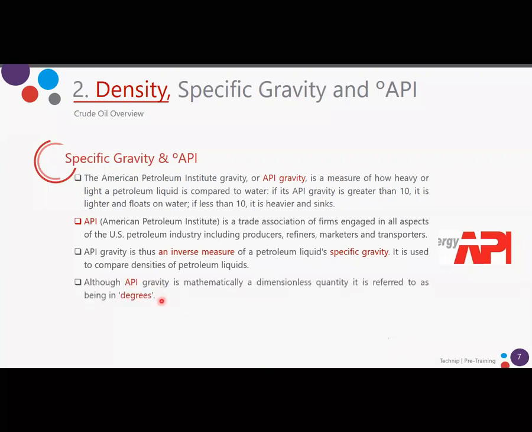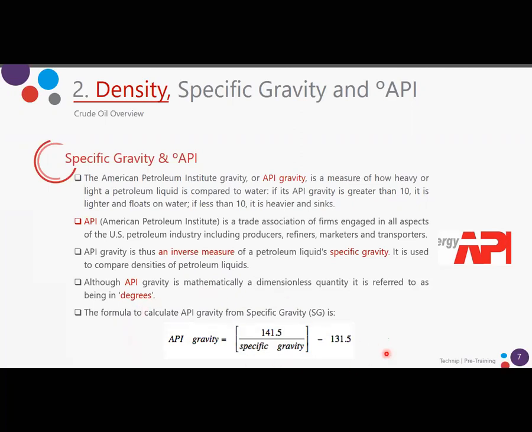Although API gravity, as we will see in the formula, is mathematically a dimensionless quantity, it is often referred to as being in degrees. So the formula to calculate the API gravity from the specific gravity is the following: 141.5 divided by the specific gravity, minus 131.5.